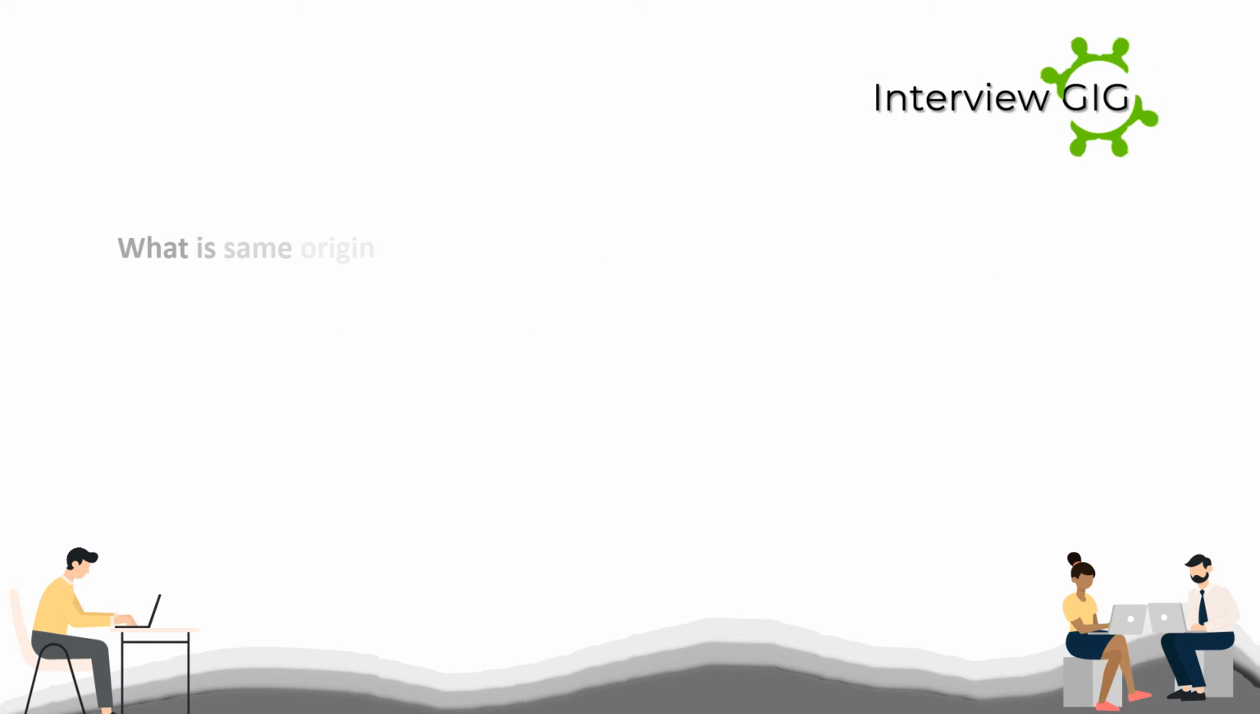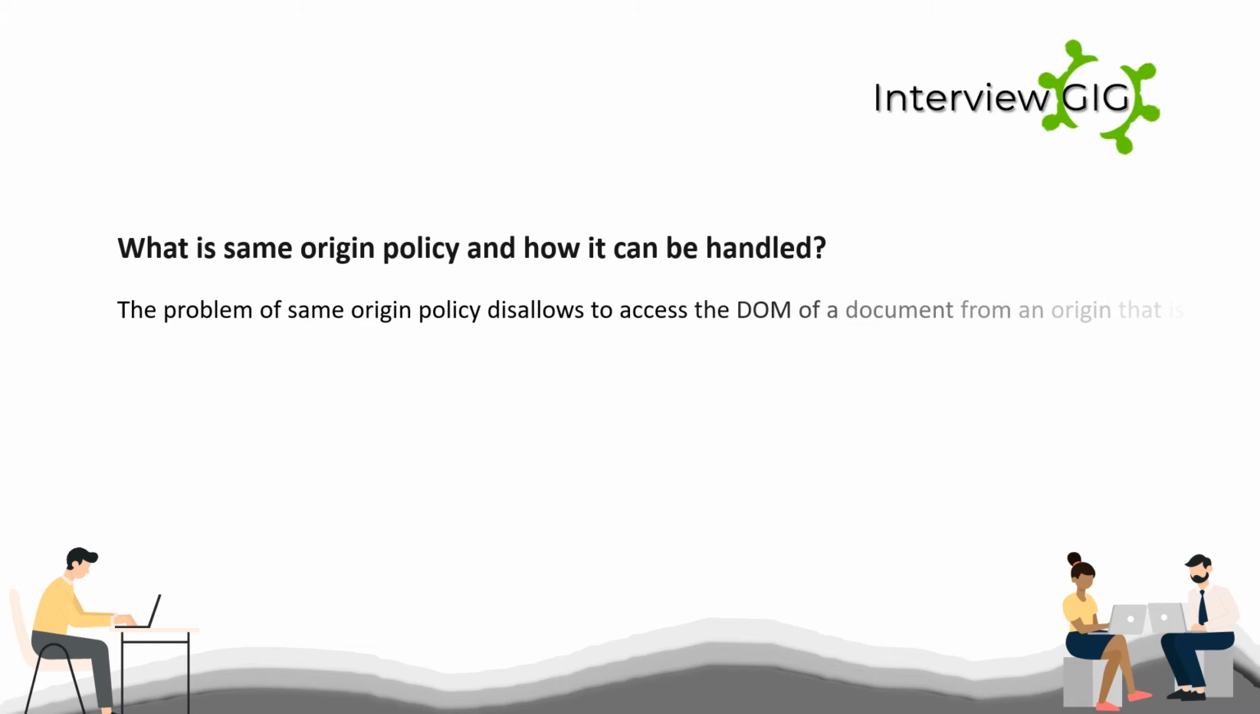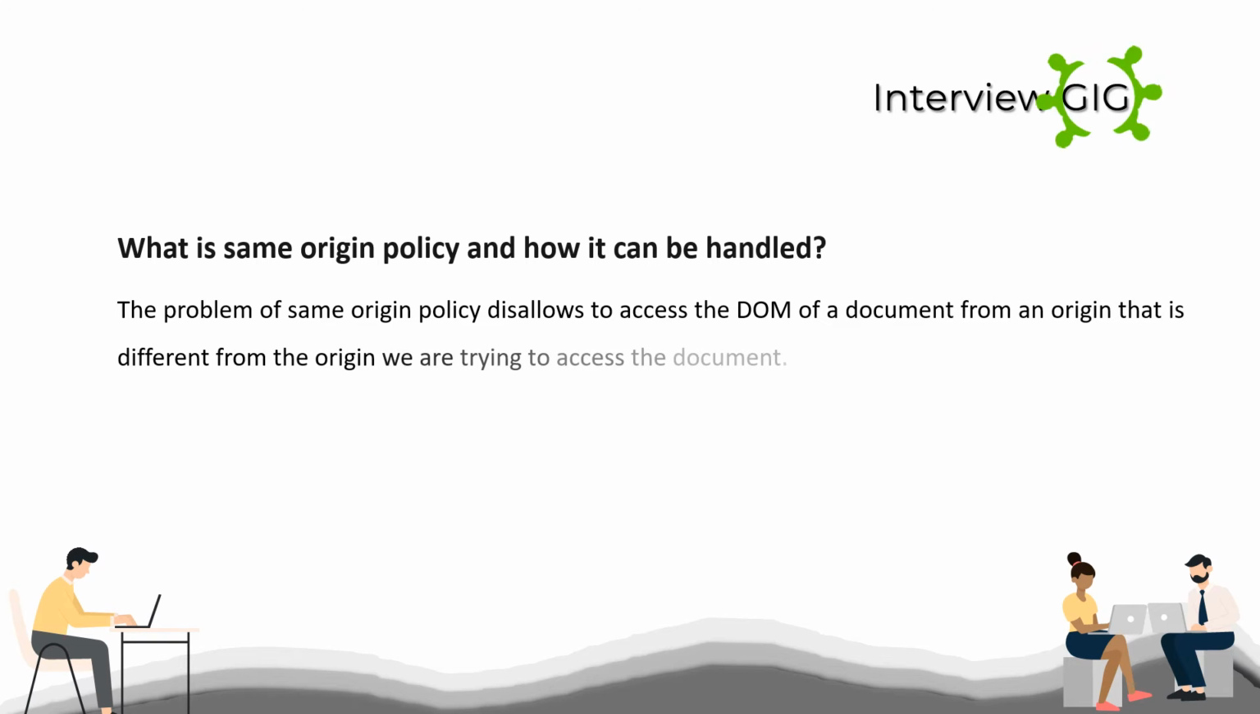What is same origin policy and how can it be handled? The same origin policy disallows access to the DOM of a document from an origin that is different from the origin we are trying to access the document.